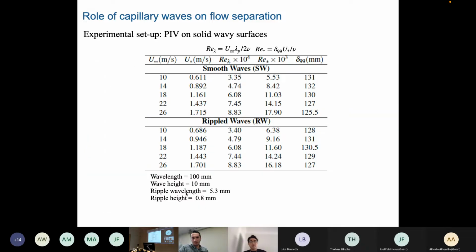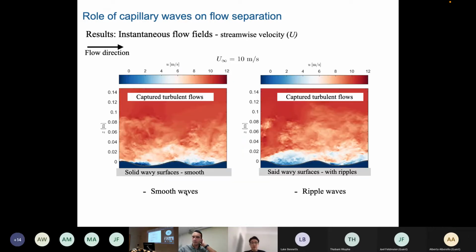Let me quickly go through the experimental parameters. One thing we would like to highlight is that an extensive range of wind speeds was used. The solid wave surfaces were exposed to wind speeds ranging from 10 meters per second to 26 meters per second, to see any noticeable trend or different flow features between the smooth waves and the ripple waves as we increase the wind speed. Here I'm showing some examples of the instantaneous streamwise velocity field from the wind tunnel experiment.